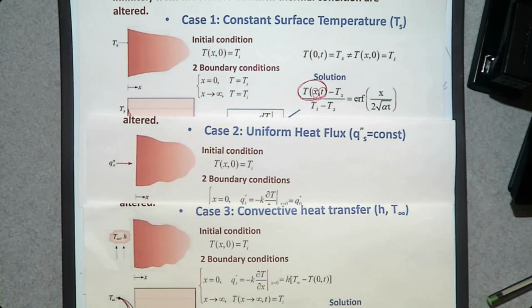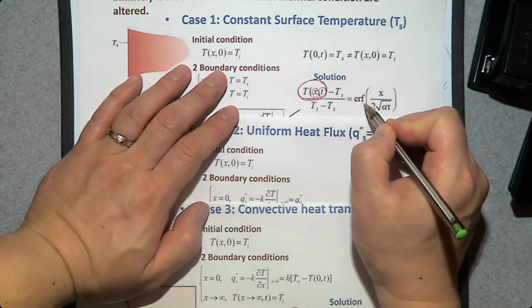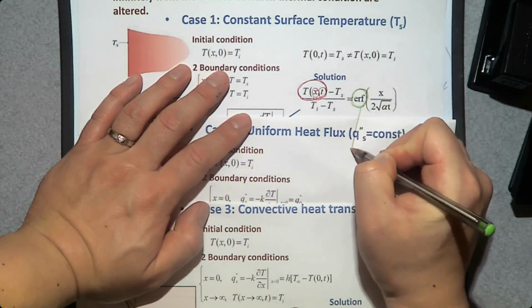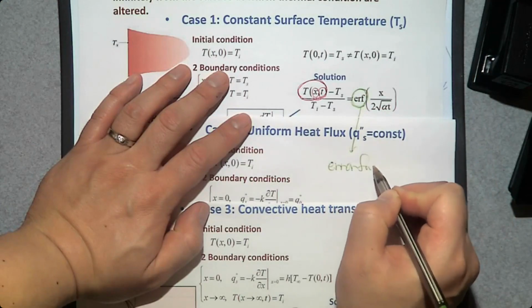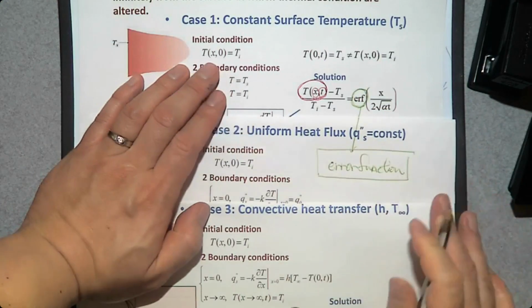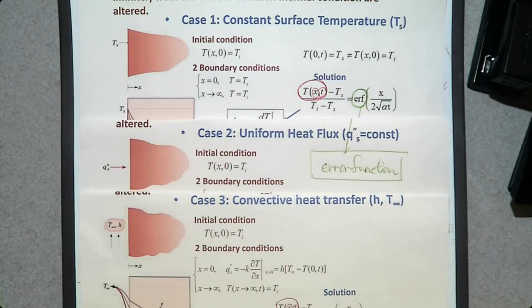One thing you need to make sure you understand is this erf. This is called the error function. How can we solve this error function? It's actually very simple.